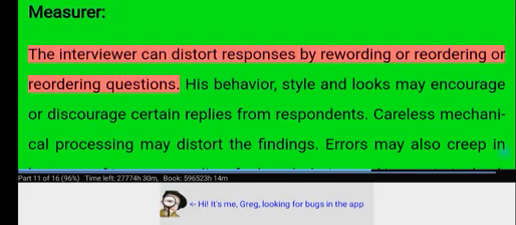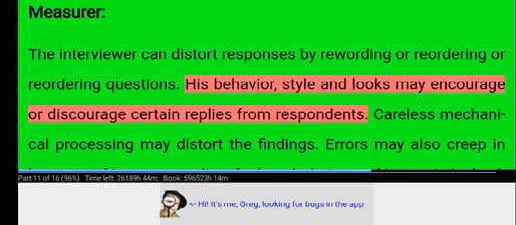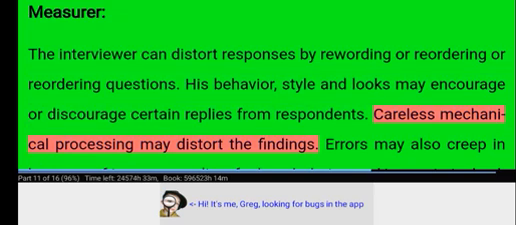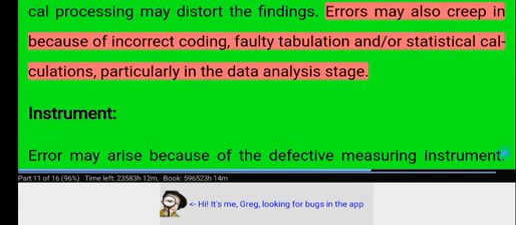Measurer. The interviewer can distort responses by rewording or reordering questions. His behavior, style and looks may encourage or discourage certain replies from respondents. Careless mechanical processing may distort the findings. Errors may also creep in because of incorrect coding, faulty tabulation and/or statistical calculations, particularly in the data analysis stage.